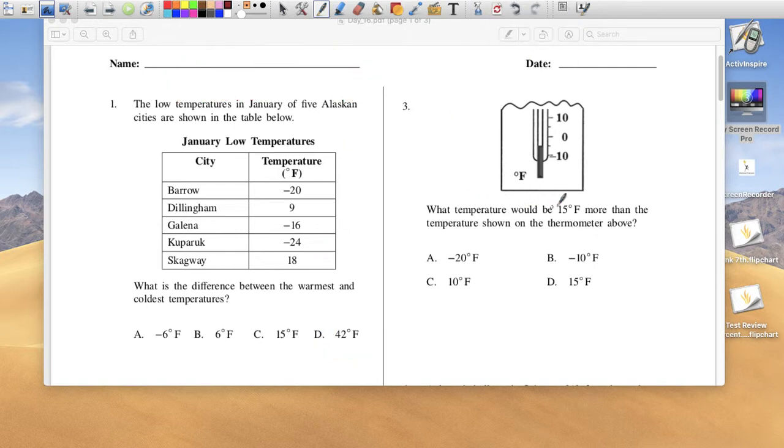Right? What temperature would be 15 degrees more than the temperature shown on the thermometer above? On the thermometer, it looks like that's negative 5. So 15 more than that means going up. If you were at negative 5 and went 15 more, from negative 5 to 0 would be 5 degrees, right? And then you have another 10 degrees to go. You would land on 10 Fahrenheit.